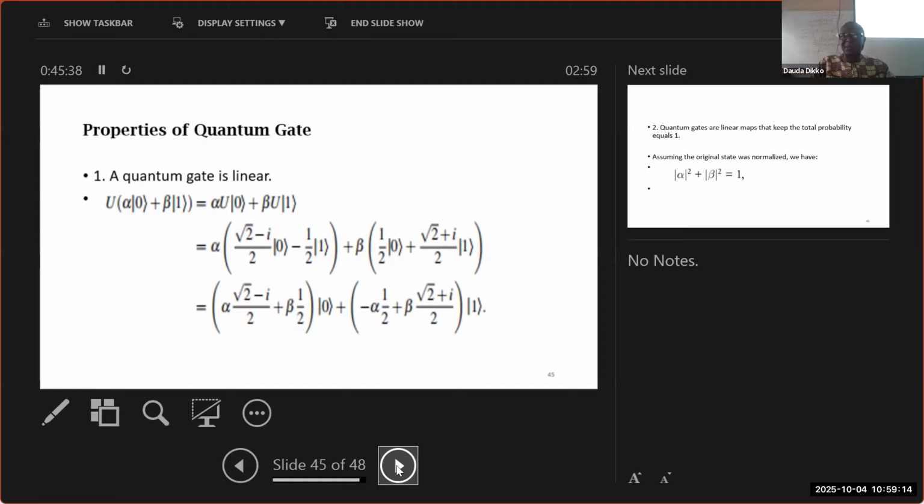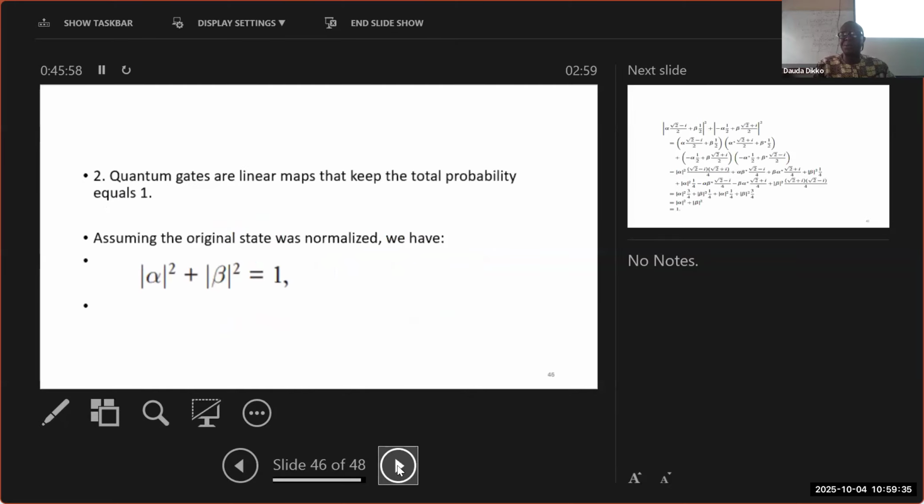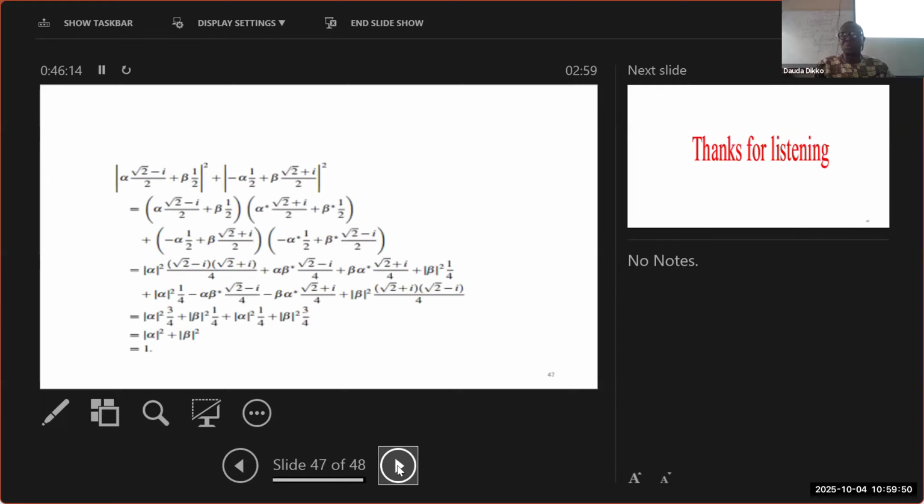Okay, so we have alpha and beta that must be normalized. So for them to be normalized, alpha squared, which is alpha multiplied by its conjugate. So alpha conjugate alpha is alpha squared. So it is possible to find the conjugate of the amplitude in such a way that the total probability is equal to 1. So the original state can also be normalized to now give us alpha squared plus beta squared is equal to 1.